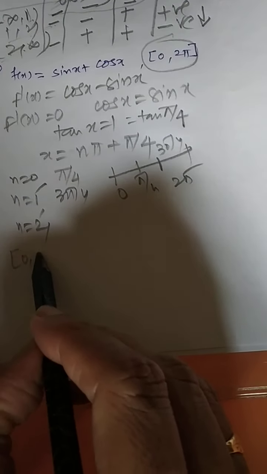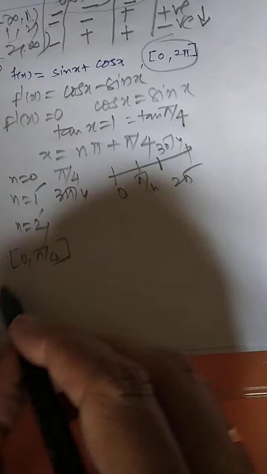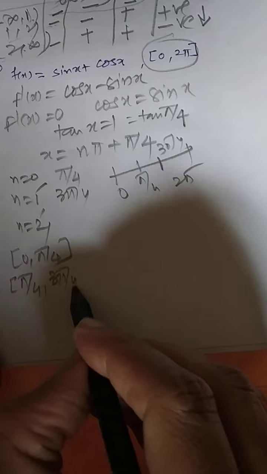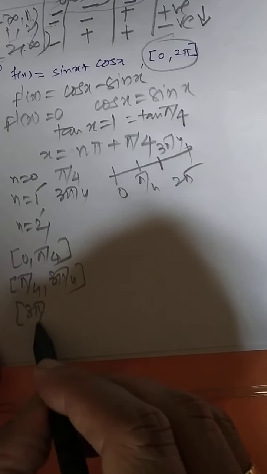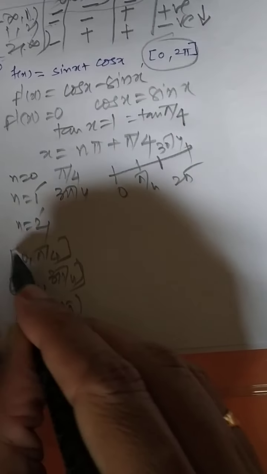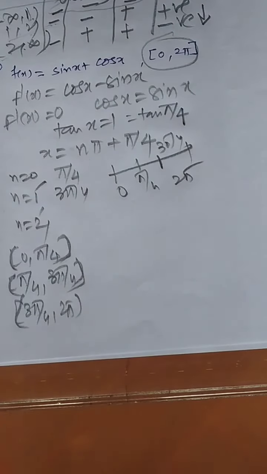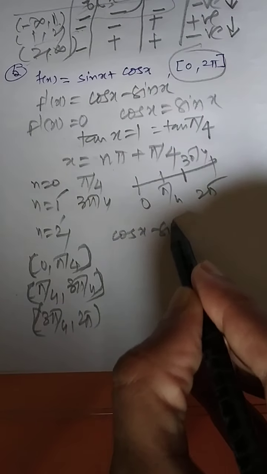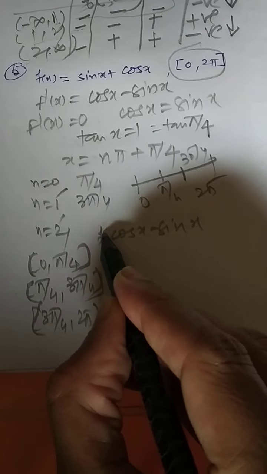Now what are the intervals? 0 to pi by 4, then pi by 4 to 3 pi by 4, and over here 3 pi by 4 to 2 pi. So in these 3 intervals we'll be considering that function. Which function? The derivative. What is the derivative? Cos x minus sin x. Cos x minus sin x. We will check for this function.